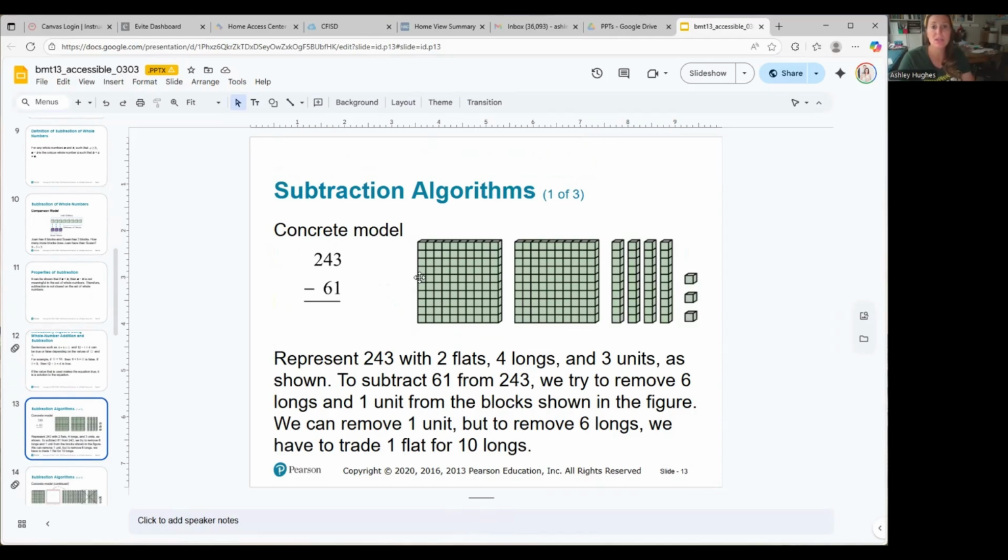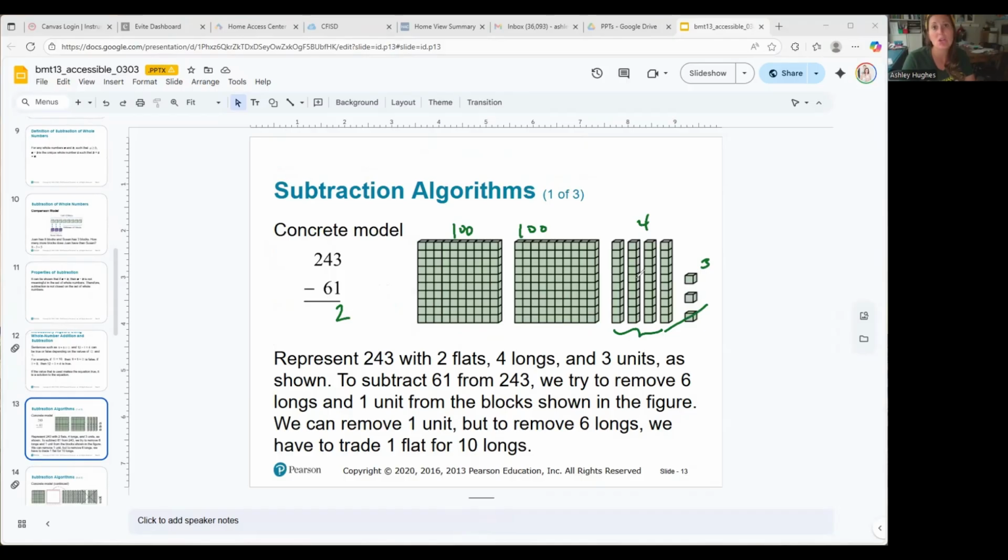The subtraction model, if you're going to model again with base 10 blocks and show 243, here's that model: this is 100, this is 100, and then you have 4 tens and then you have 3 ones. And so if you want to remove 6 ones, we can do that. We can take away 1, and then I'd have 2 left here.